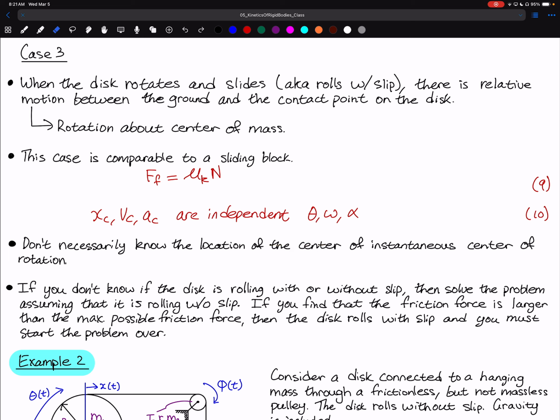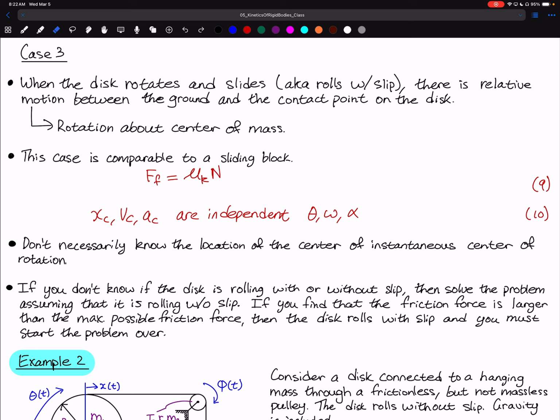So what do you do if you don't know if a disk is rolling with slip or without slip? The general strategy is to assume that it's rolling without slip, and then solve and find your friction force. If the friction force is greater than the static friction force, then you know the disk must be rolling with slip. If it's less than or equal to that static friction force, then it is rolling without slip.